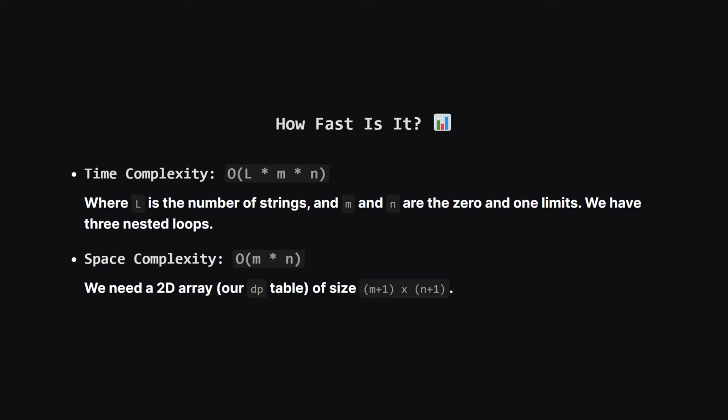So how efficient is this? The time complexity is determined by our 3 nested loops. We loop through every string, and for each string we loop through the m by n grid. So the time is on the order of the number of strings, times m times n. The space complexity is simply the size of our DP table, which is on the order of m times n.